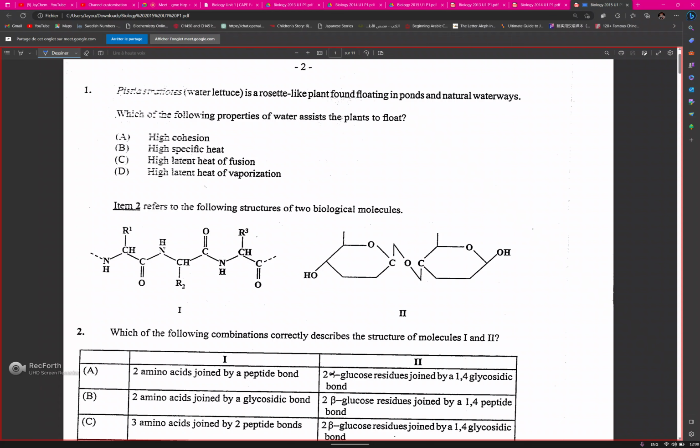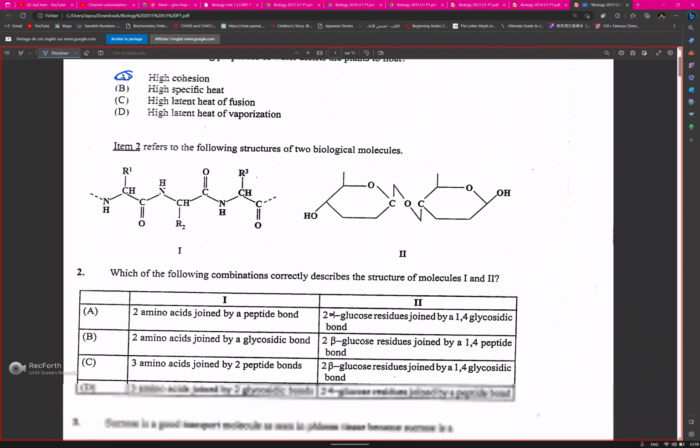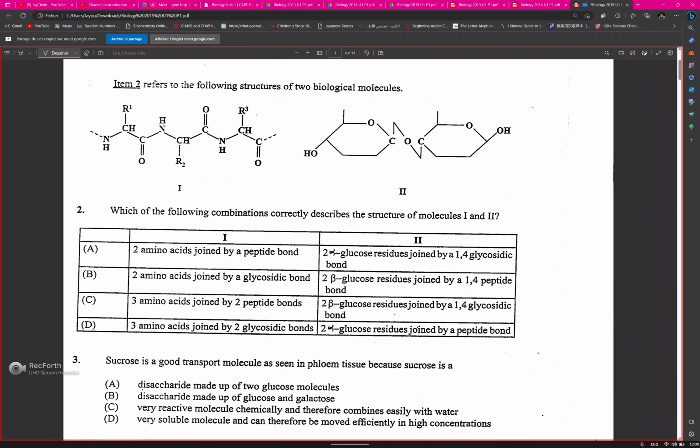A. Water's high cohesion keeps the water molecules together, creating a high surface tension, which is relatively hard to break. Number 2, which of the following combinations correctly describe the structure of molecules 1 and molecules 2? C.